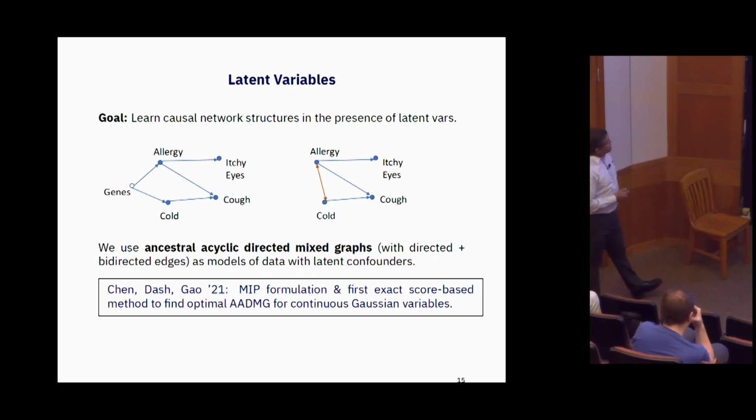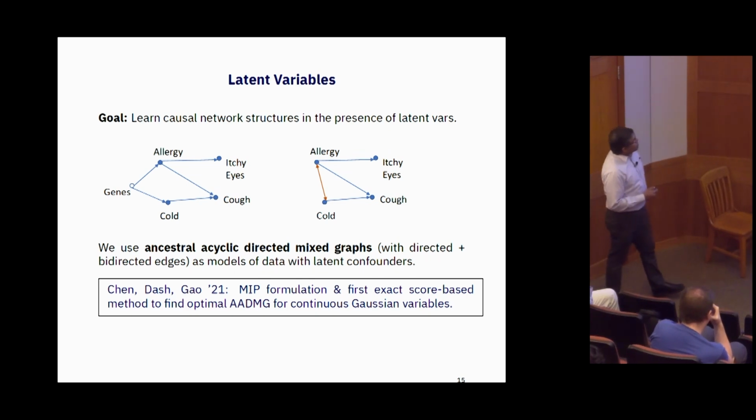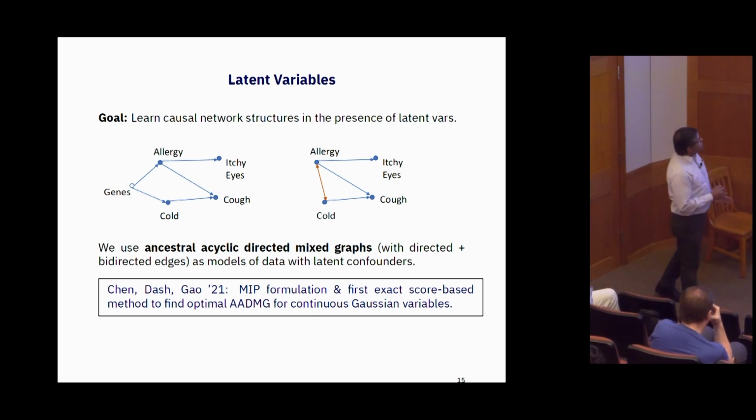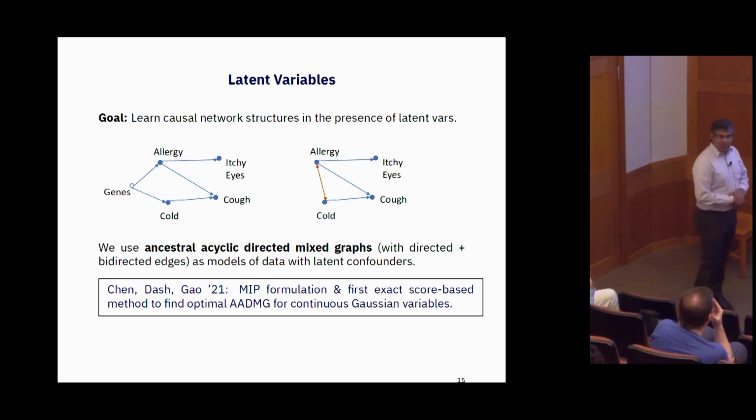And the thing is, if you don't observe this, then the way to capture the effect of this without directly observing it is to assume that because genes might cause both allergy and cold, there is a correlation between allergy and colds, and the correlation is represented by a bidirected edge. So that's an extension of the Bayesian framework when you have latent or unobserved variables.